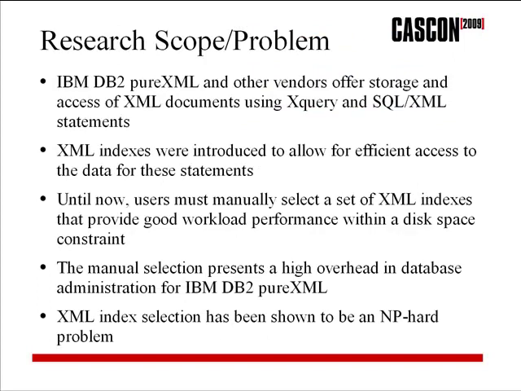The problem that we were solving is related to the fact that most database vendors, including IBM DB2 Pure XML, offer storage and access of XML documents using XQuery and SQL/XML statements. As part of these offerings, XML indexes were introduced to allow for efficient access to data for these statements. Until now, the selection of these XML indexes has been done manually by the users, such that the user wanted to provide the best workload performance within a disk space constraint. This manual selection presents a high overhead in database administration for most database vendors, including DB2 Pure XML, and the XML index selection problem in general has been shown to be an NP-hard problem.